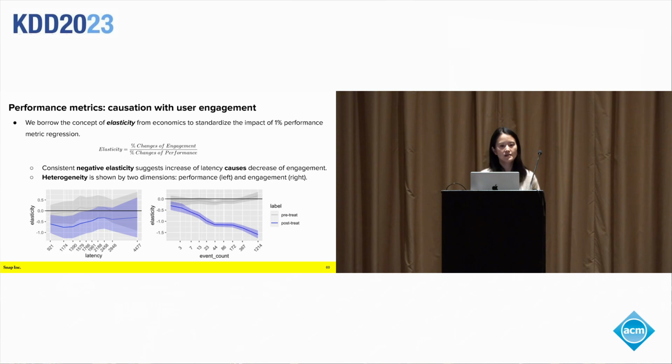We also borrow the concept of elasticity from econometrics to standardize the impact of a 1% performance metric regression on user engagement. Our analysis showed that there is a consistent negative elasticity, which suggests that slower latency causes a decrease in user engagement. We also see heterogeneity when we break down the elasticity by performance or engagement metric.